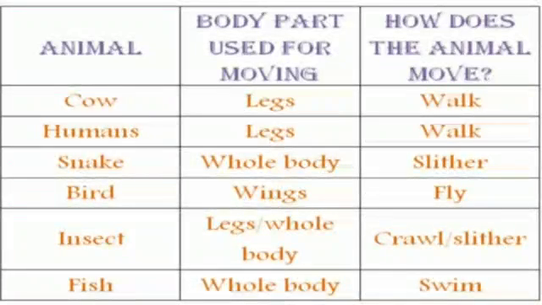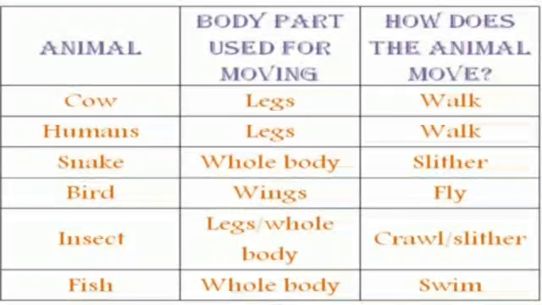Then human beings. Human beings also use their legs for moving. And how does the human being move from one place to another? Walking. Their movement is called walk. Now snake. Snake uses its whole body for moving, and this movement is called slither. How does the snake move? By slithering.